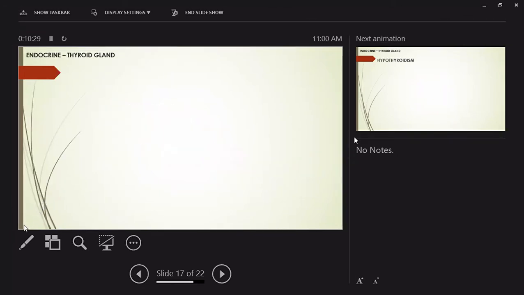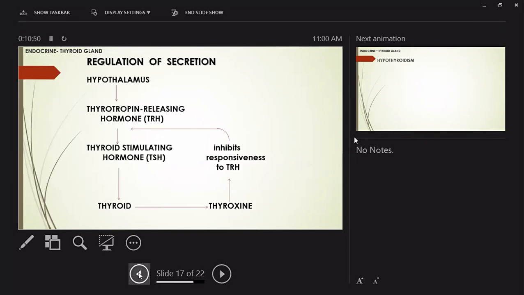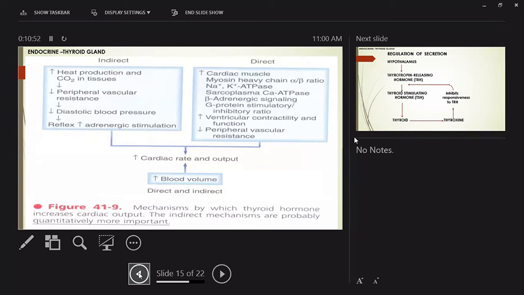Ay, what is that? What happened? Because I cannot see my, what do you call this? My arrow. Yeah.